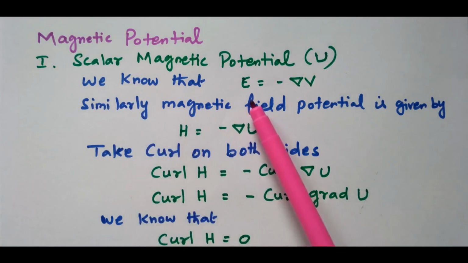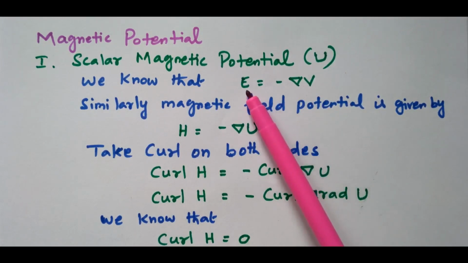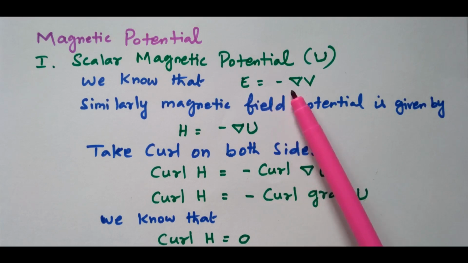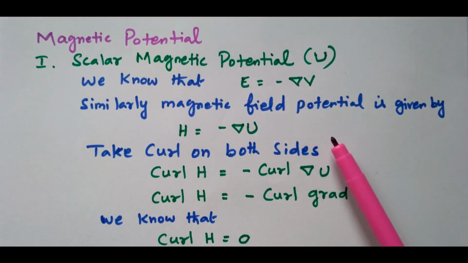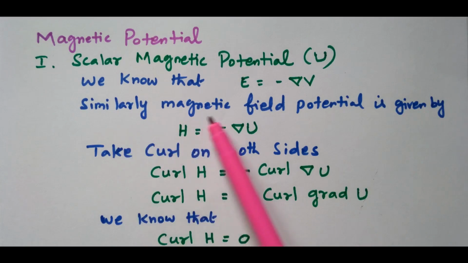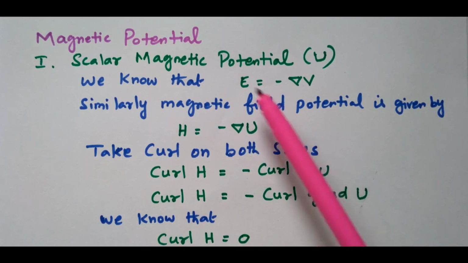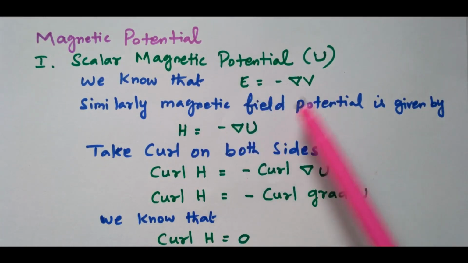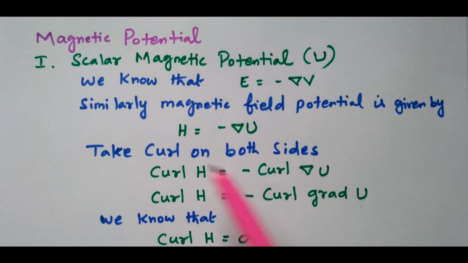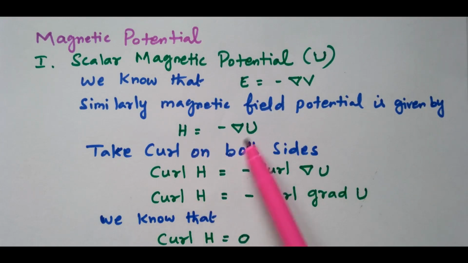We know that E equals minus del V. The relation between E and V, electric field intensity and potential, is E equal to minus del V. The del is nothing but the partial differentiation in x, y, z, if it is rectangular coordinates. Similarly, for magnetic potential, H equals minus del U. Here E is replaced by H, and V is replaced by U. The same thing in the case of magnetic field is given as H equal to minus del U.